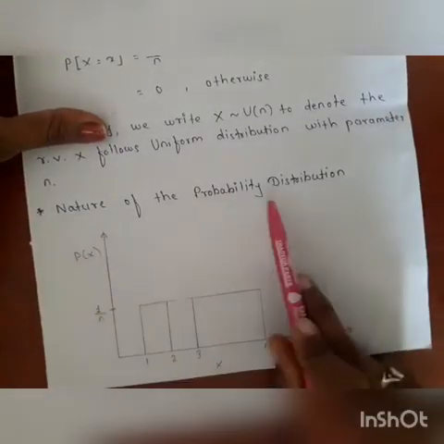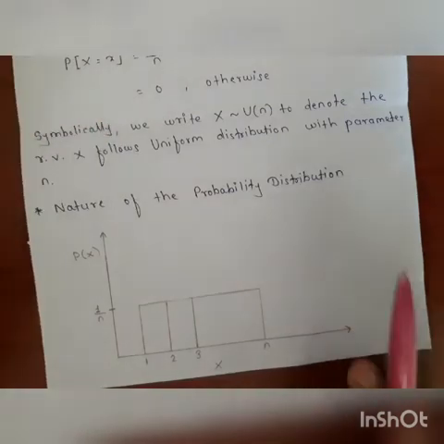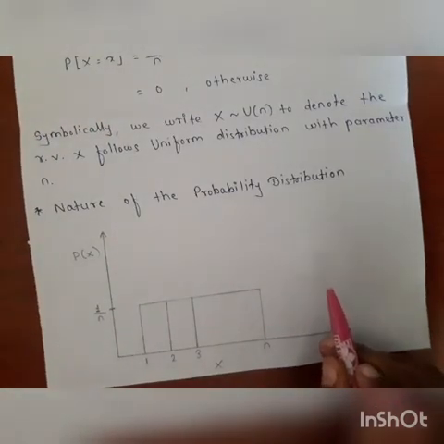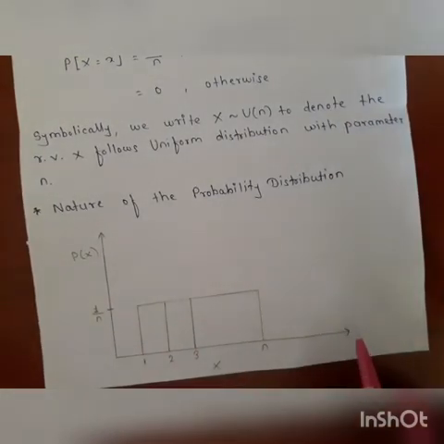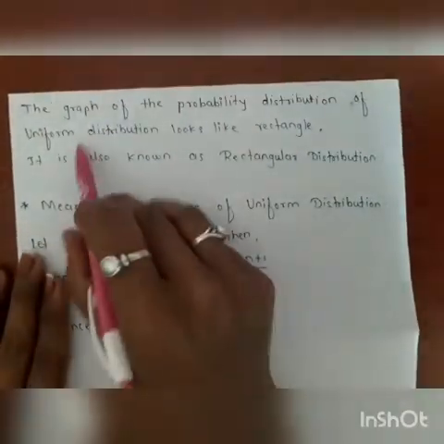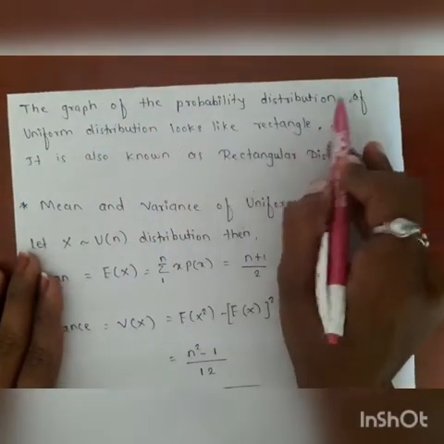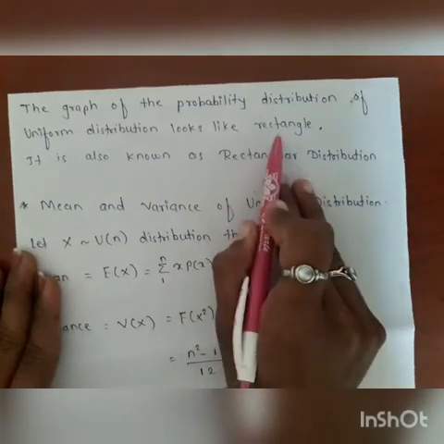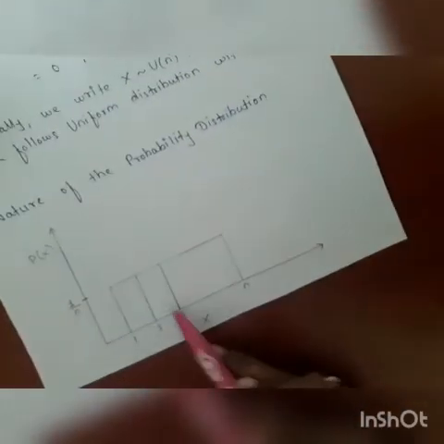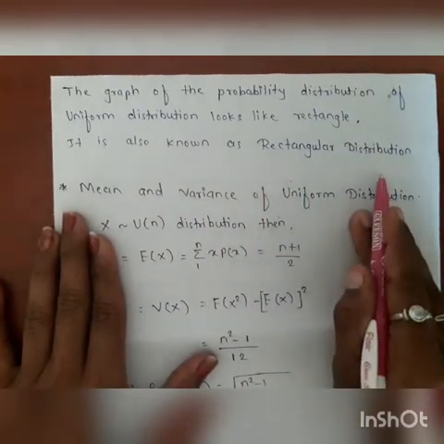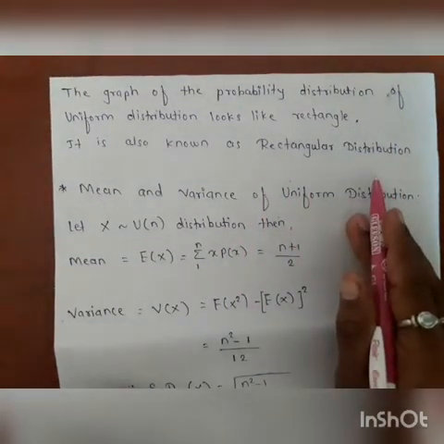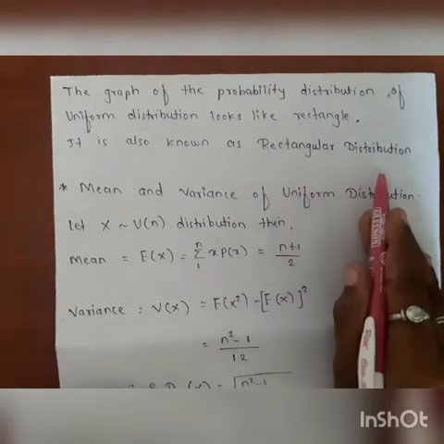Next point, nature of the probability distribution. The uniform distribution is a symmetric distribution and its probability mass function shows the following nature. The graph of the probability distribution of uniform distribution looks like a rectangle, so it is also known as rectangular distribution.